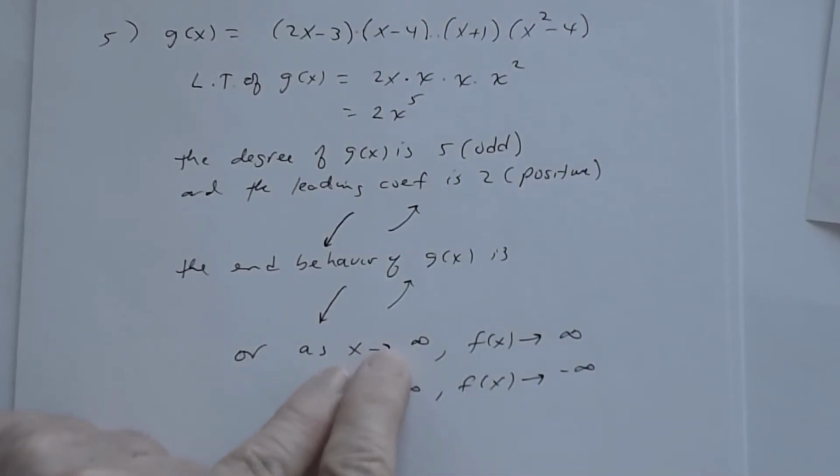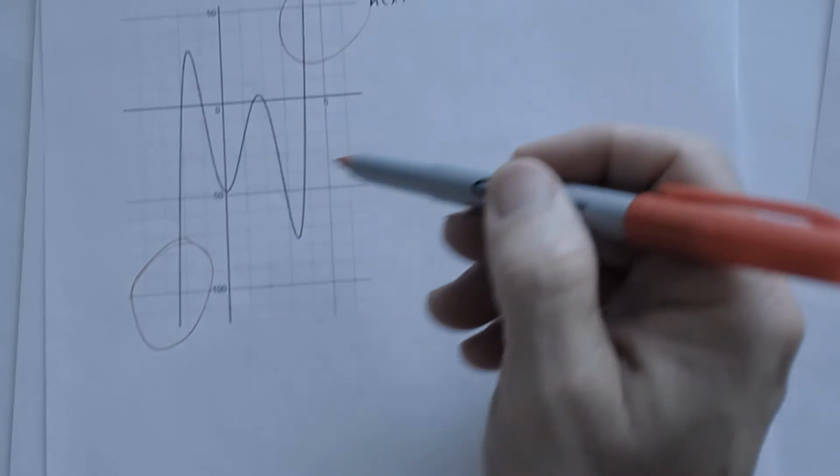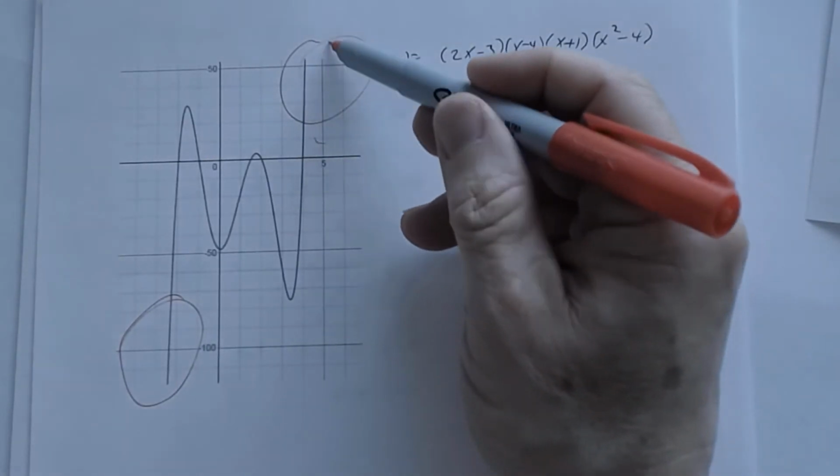So on the left side, here's the left side. Left side is pointing down. Y's are becoming more negative. So your y values are becoming more negative. On the right side, your y values are becoming more positive.